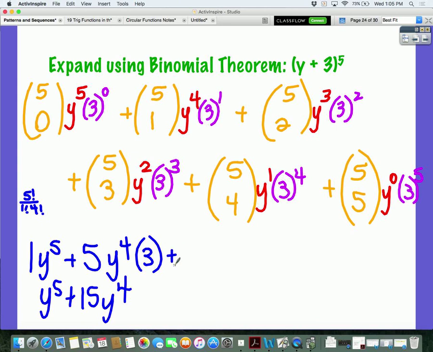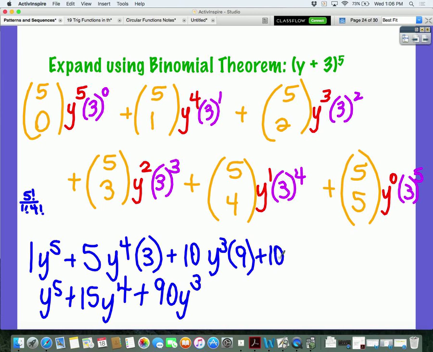What's 5 combination 2? 10 y to the 3rd times 3 squared, which is, what's 10 times 9? 90. So our third term is 90 y to the 3rd. And we just continue on like this. 5 combination 3 is 10. We'll have y squared. 3 to the 3rd is, so 10 times 27 is 270 y squared. That's my next term.